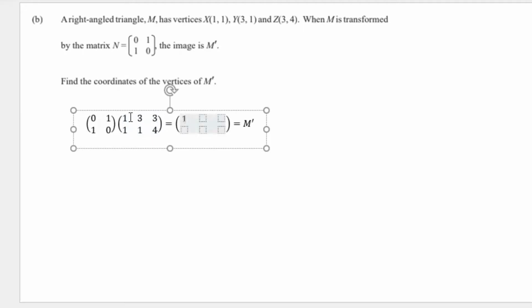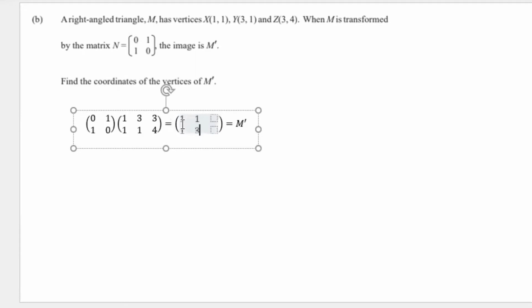Then we have 1 times 1 to give us 1, 0 times 1 is 0, so that is 1 plus 0 again to give us 1. So that is our x prime coordinate. Then we have row times column, so 0 times 3 is 0, 1 times 1 is 1. And then 1 times 3 is 3, 0 times 1 is 0, so therefore our resulting answer here is 3.